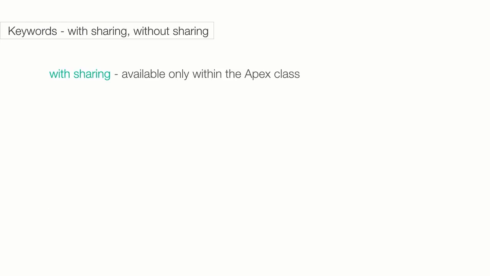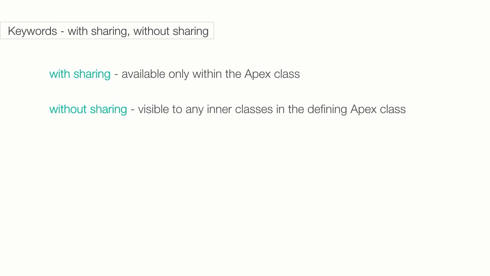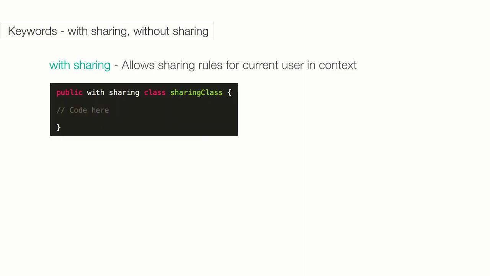I also want to talk about keywords with and without sharing. You can use the with sharing or without sharing keywords on a class to specify whether or not to enforce sharing rules. The with sharing keyword allows you to specify that the sharing rules for the current user be taken into account for a class. You have to explicitly set this keyword for the class because Apex code runs in system context. In system context, Apex code has access to all the objects and fields. This is to ensure that code won't fail to run because of hidden fields or objects for a user.